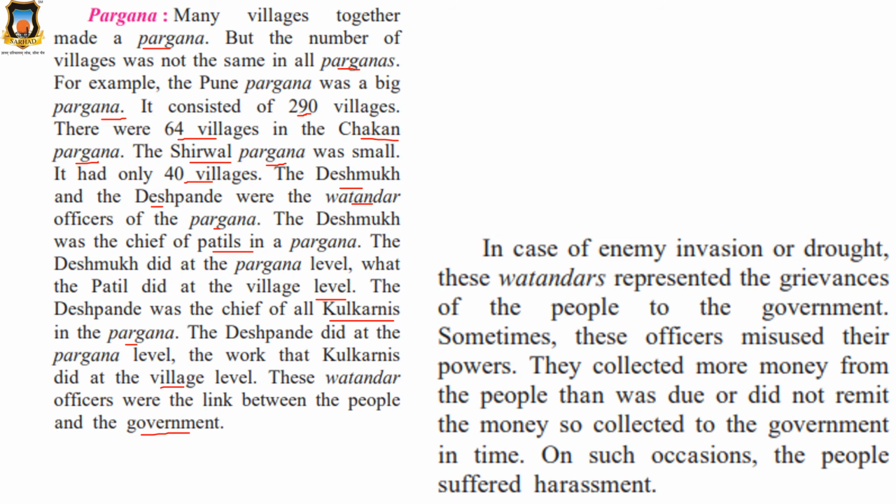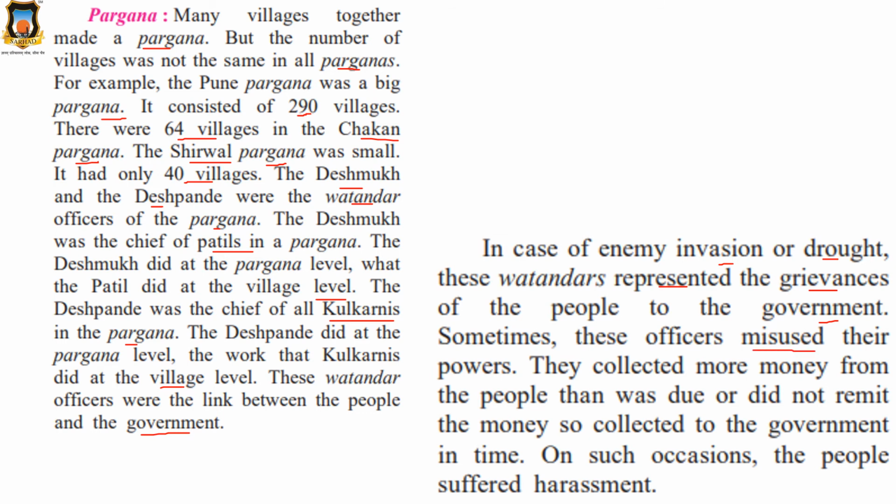In case of enemy invasion or drought, what? In case of enemy, means if anyone is trying to create any dispute, or drought. What is the meaning of drought? It means if there is no rainfall, if land cultivation does not happen properly, fields do not grow in good quality and good quantity, that is drought. These Vatandars represented the grievances of the people to the government. Means whatever problems people faced in the drought or any enemy or anyone troubling somebody, these Vatandars passed the message or presented whatever the people's doubts were to the government.